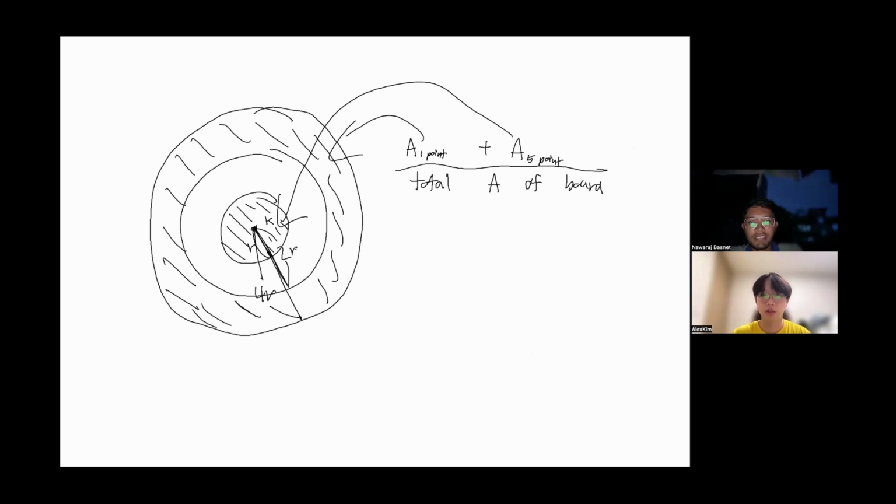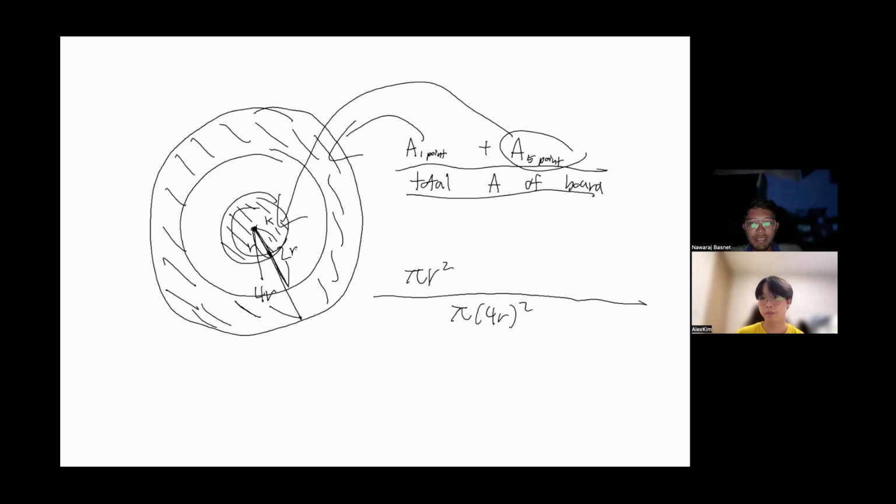Let's start with the denominator, the total area of the board. We know the board is just a circle with radius 4R, so we can use pi r squared. That's the total area. The area we need for, let's start with the simple one, A5, is this middle circle with just radius R, which will be pi r squared. Is there a problem, Nawarj? Do you understand until now? Yes, sir, I understand.